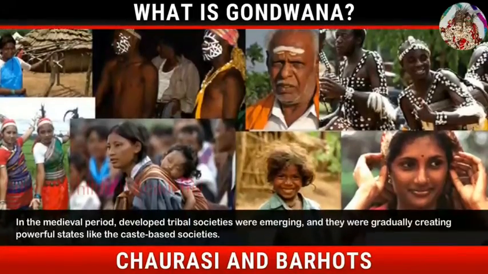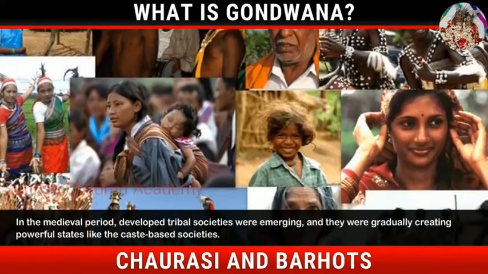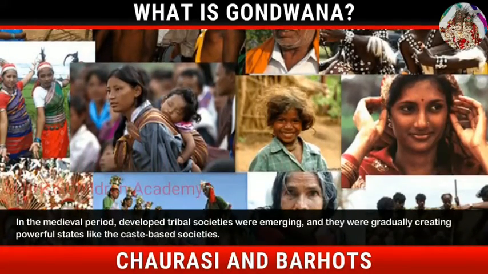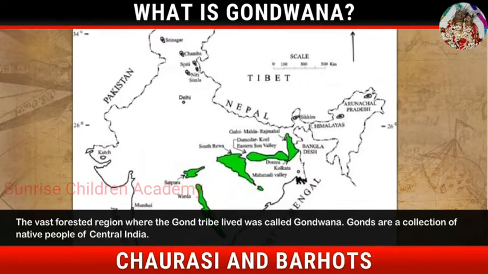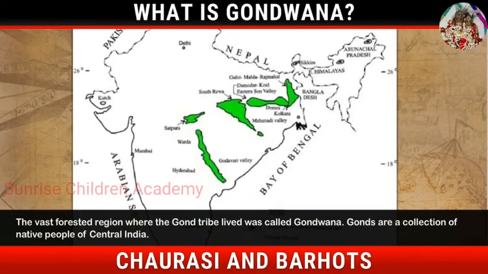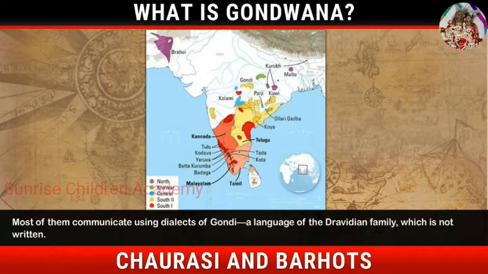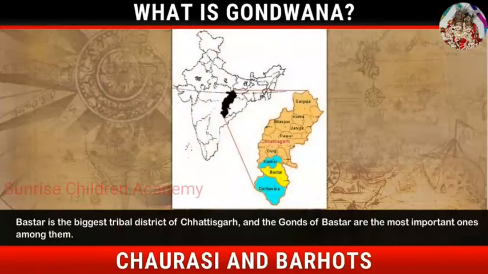The Gonds. In the medieval period, developed tribal societies were emerging and they were gradually creating powerful states like the caste-based societies. The vast forested region where the Gond tribe lived was called Gondwana. Gonds are a collection of native people of central India. They live in the states of Chhattisgarh, Maharashtra, Andhra Pradesh, Madhya Pradesh, Orissa, and Bihar. Most of them communicate using dialects of Gondi, a language of the Dravidian family which is not written. Bastar is the biggest tribal district of Chhattisgarh and the Gonds of Bastar are the most important ones among them.